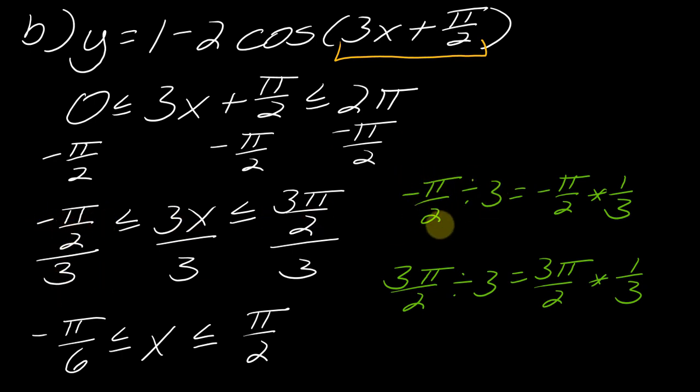So see how I've written that out, negative pi over 2 divided by 3. That becomes negative pi over 2 times 1 over 3. So this will equal negative pi over 6. And then I can do the same thing for 3 pi over 2 divided by 3. So I've got my math here, and that will ultimately work out to pi over 2.